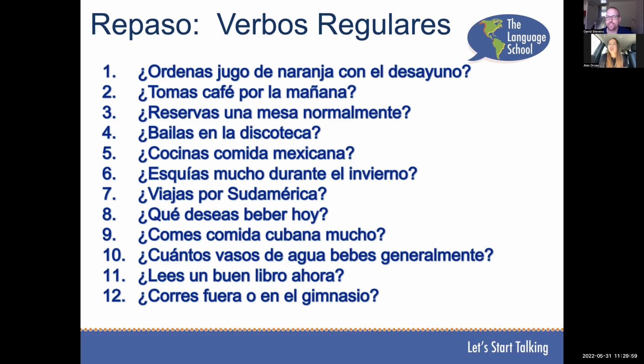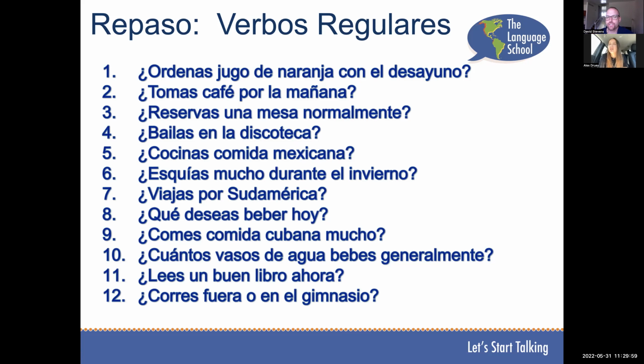¿Corres fuera o en el gimnasio? ¿Cómo se dice fuera? Afuera means outside. Prefiero fuera. Corro fuera. See, I told you, the verbs keep getting to me. Just practice, that's all. You did good. Okay, muy bien.